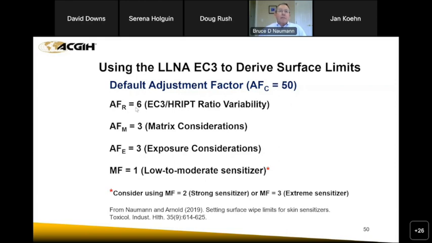So we got 6 reflecting that ratio, the variability in that ratio. There are matrix considerations, that typically when things are tested they're mixed in a certain solvent. They're trying to maximize absorption in the workplace. It's probably neat material. Maybe it's in solution. With the animal studies or the human studies, it's just 1 or 2 exposures in the workplace. It could be more of a chronic situation. And then, you might want to do additional adjustments based on the potency of the sensitizer. It may be a little double dipping if you consider you're already starting with the EC3.